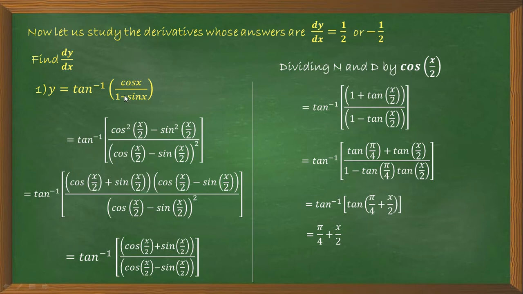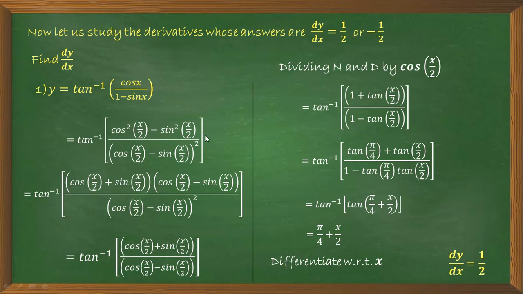So after the proper use of the trigonometric formula, we simplify cos x upon 1 minus sin x as tan of pi by 4 plus x by 2, and hence we get the simplification pi by 4 plus x by 2. Now it is very easy to differentiate with respect to x, and hence we get dy by dx equal to 1 by 2, because the derivative of pi by 4 is 0 plus the derivative of x is 1, and hence we get 1 by 2.